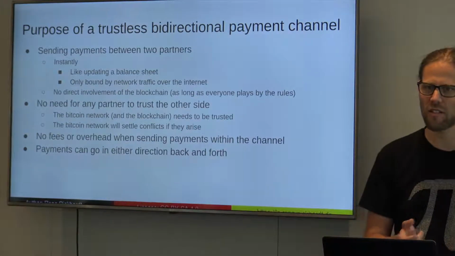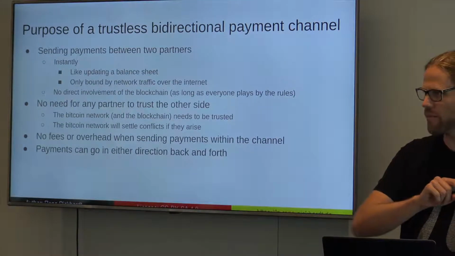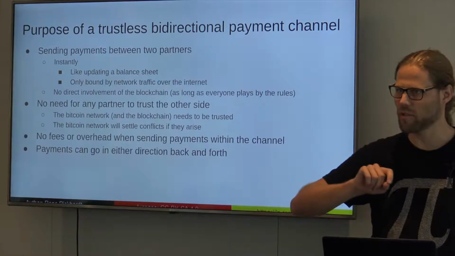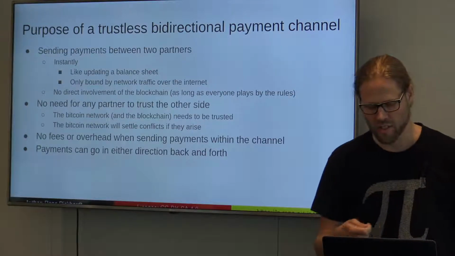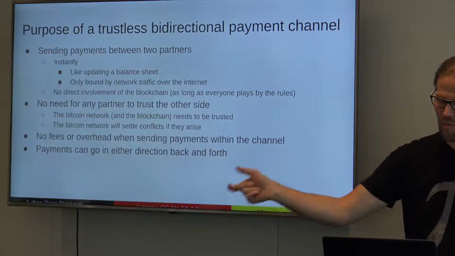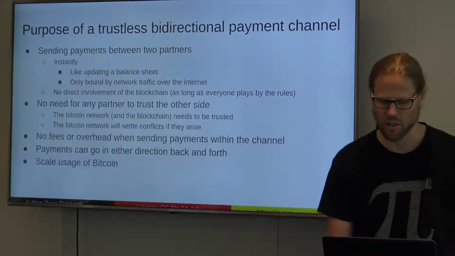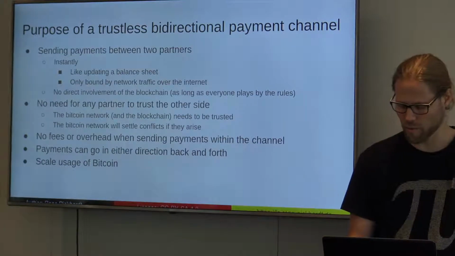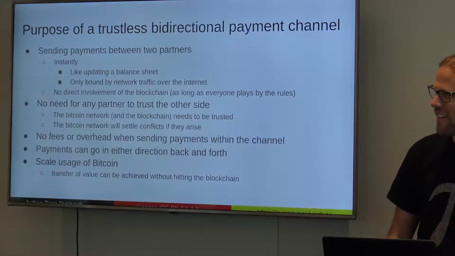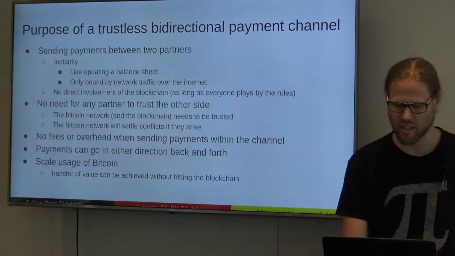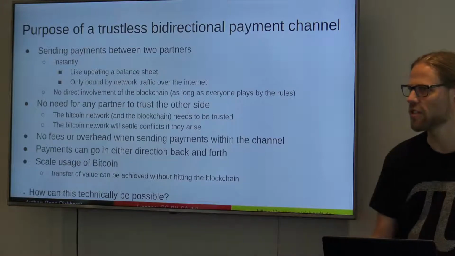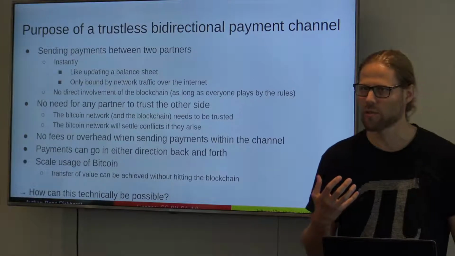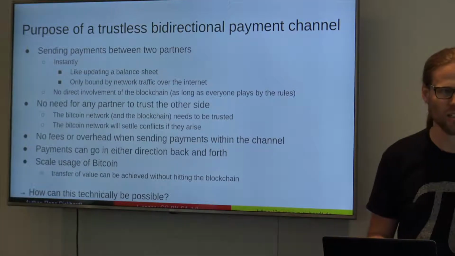As Christian mentioned, historically we already had single channels where we could send in one direction, and then we had to close the channel and open a new one. And with these channels, we can send money back and forth, and this is a really cool construction. Of course, we want to scale the usage of Bitcoin. That's the higher goal or motivation why we're building this entire Lightning Network anyway. So the question we're trying to resolve here is, how can this technically be possible?